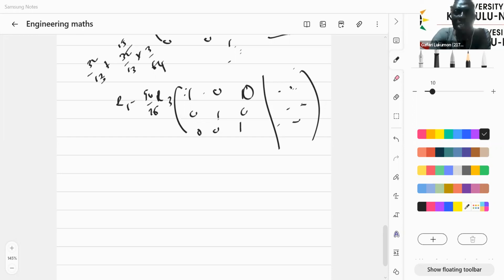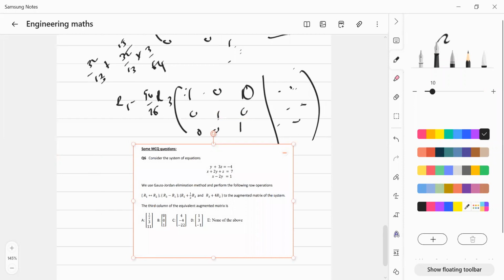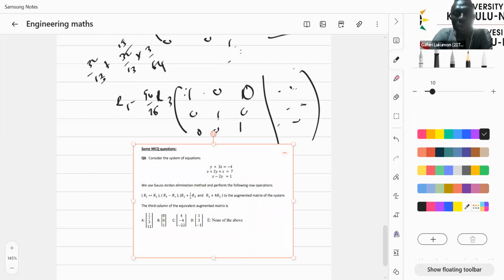Can you see the question I just copied? Guys, can you see the question I just copied? No. Yes, now? Right, okay, thank you. Now we can see.